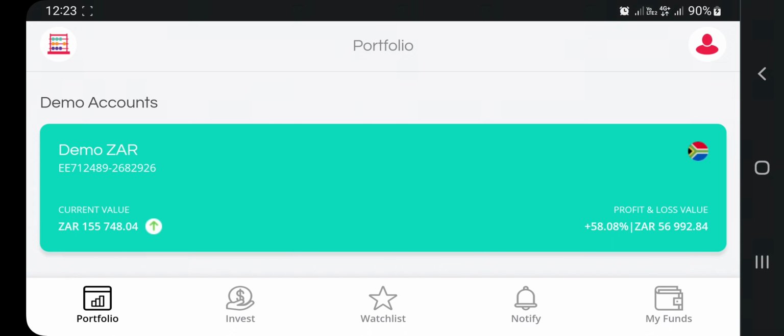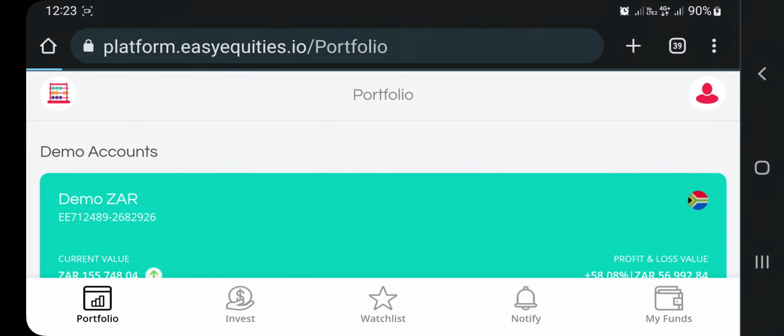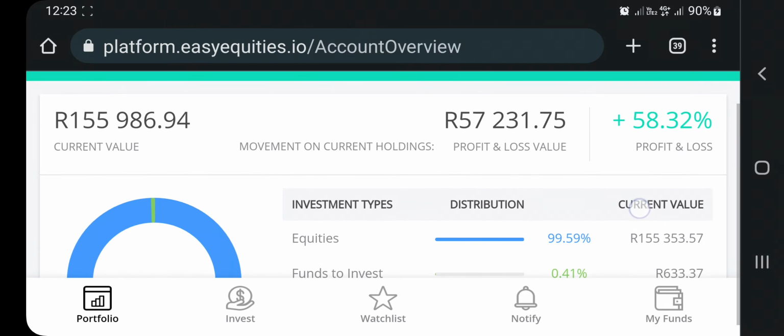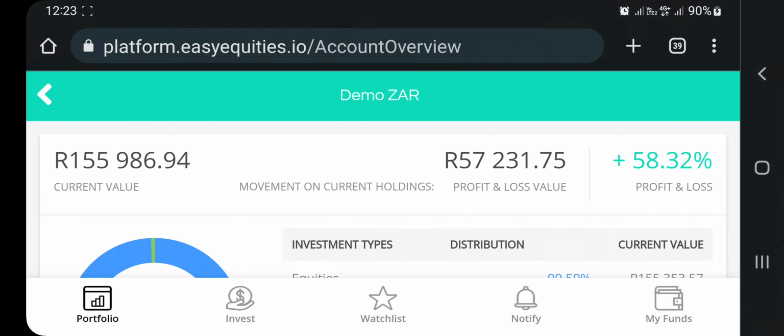So they give you these. That's where I started too. I was given 100k, if I'm not mistaken. With that 100k, I bought my first share. Let me just click on my demo. It was a Capitec share and Mr Price. I think, yeah, it was a Capitec share and Mr Price.